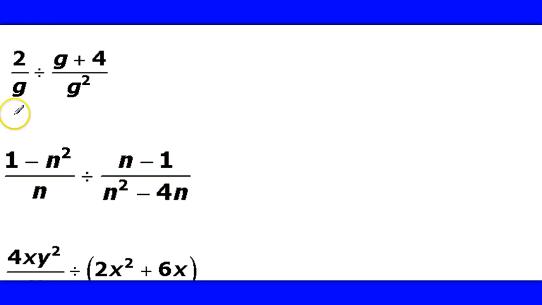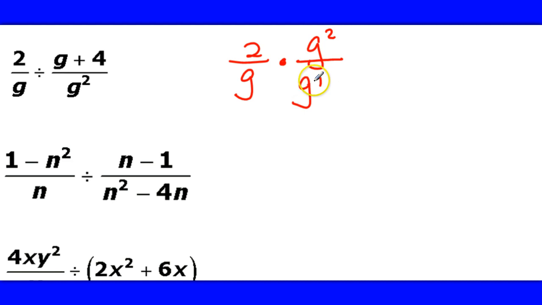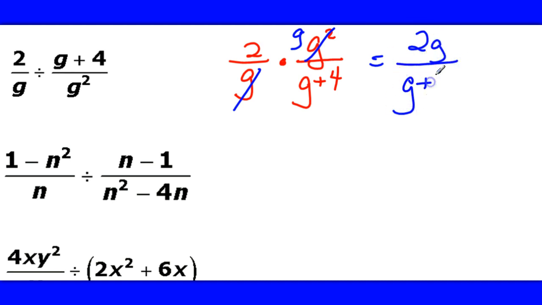So let's go ahead and do this one right here, and then I'm going to have you do the next 2. Ready? Keep it, change it, flip it. Okay? Make sure everything's factored. It is. What can cancel out? Well, this G right here will cancel out with one of these G's up here. It'll leave me a G. What do I have left? On the top, I have 2G. On the bottom, I have G plus 4.